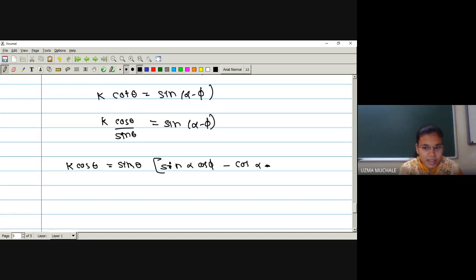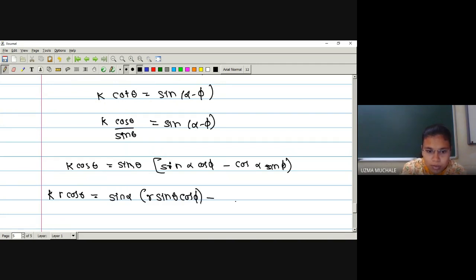So this is the formula, sin of a minus b. Now let us multiply by r. R is a constant term, so we can multiply by r on both sides. So we have k times r cos theta is equal to, if I take sin alpha outside, what remains inside the bracket is r sin theta cos phi, minus cos alpha, and if I take it outside, what remains inside is r sin theta sin phi.